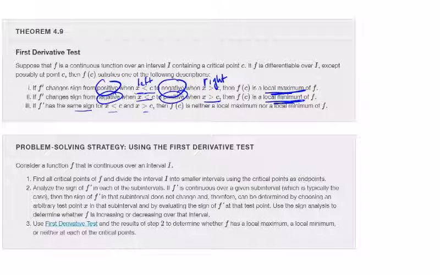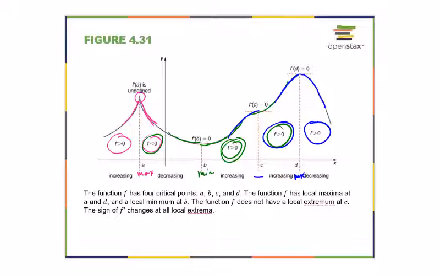Okay, so just a real quick problem solving strategy. The first thing we want to do is find all the critical points like we've done before. Okay, and then we can divide the intervals into smaller intervals. So for example, on this last one, we could say negative infinity to a, then a to b, then b to c, then c to d, and then d to infinity.